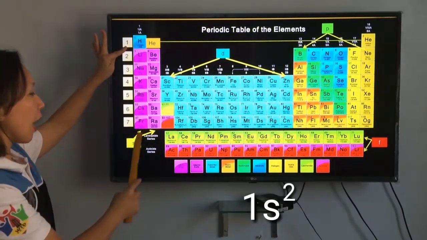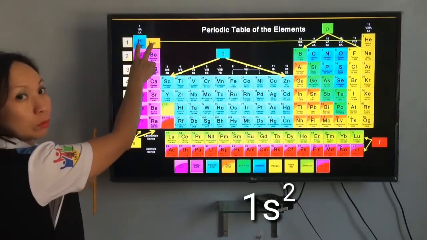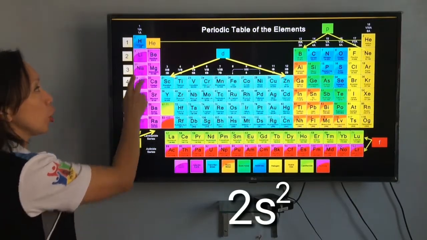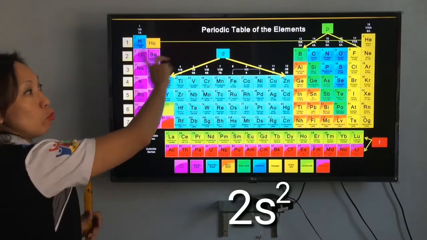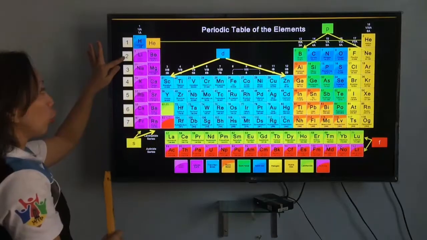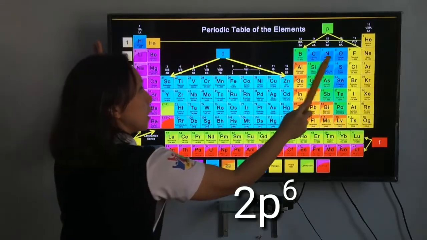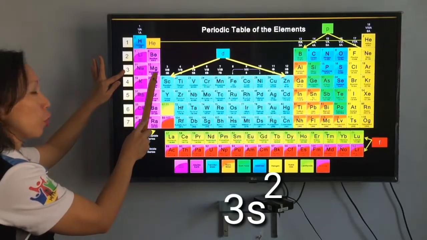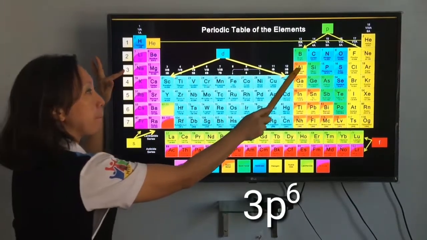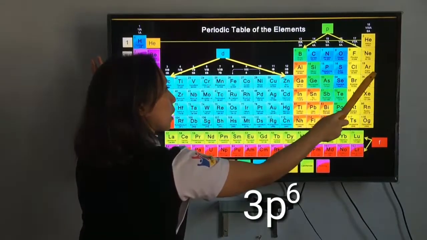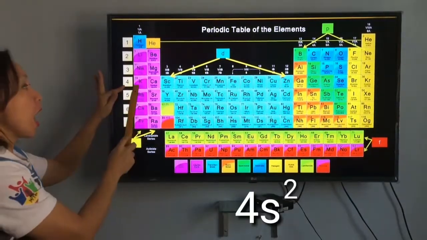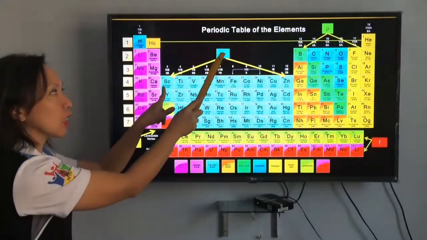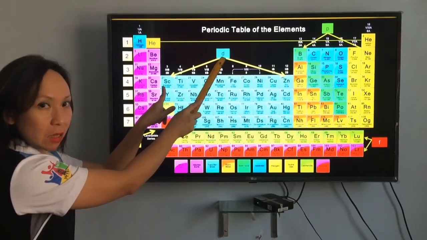1s2. Move on to the second one. 2s2. Move to the P sublevel, 2p6. 3s2, 3p6, 4s2. This time, you will pass the sub-level D.